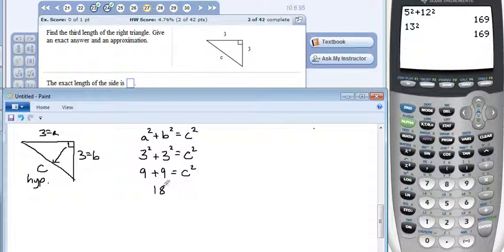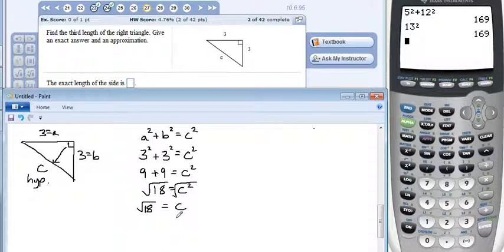I've got 18 equals C squared. Now how do I get rid of a square? Well, I take a square root of both sides. The square root of a square is itself. And I've got the square root of 18. I'm not going to take the positive and negative values on these because I can't have a negative length. So I'm just going to take the positive root.